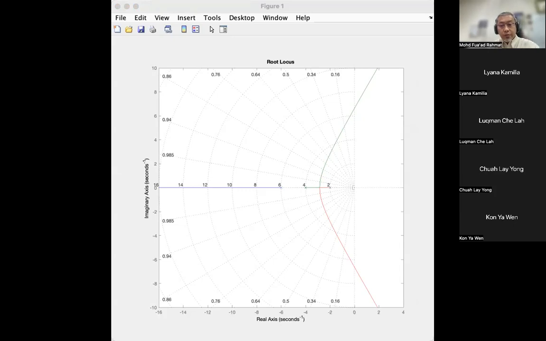One B. Okay, so that is your two. And then in order to find the time response, we go back to the MATLAB program.